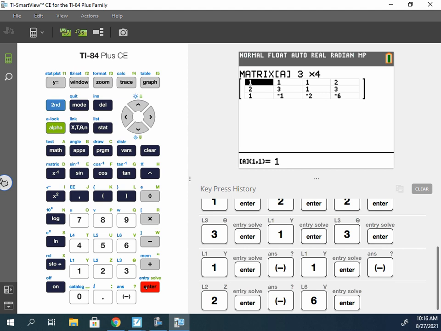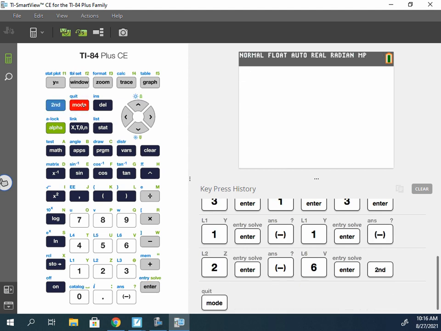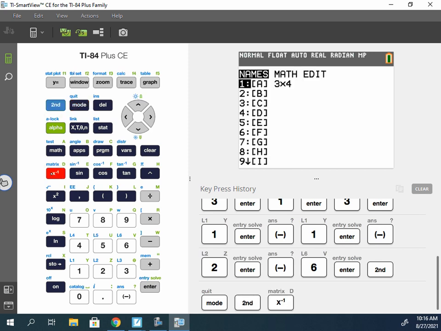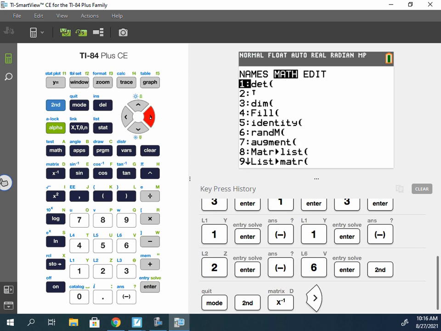Everybody get this typed in? Okay, so I'm going to go on and do second quit too. So we're back here. Now what we'll do next is we're going to go second, go back to matrix. Now if you notice, it says matrix A is a 3 by 4. It lets you know the dimensions. So if we went over to edit, it would have that also.